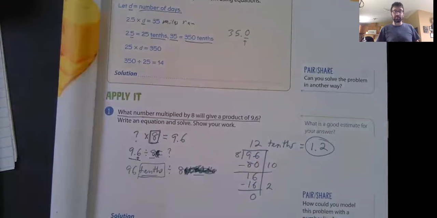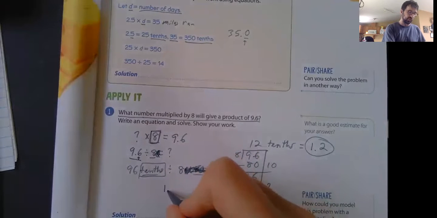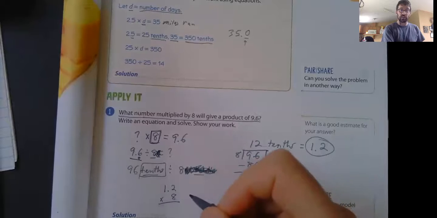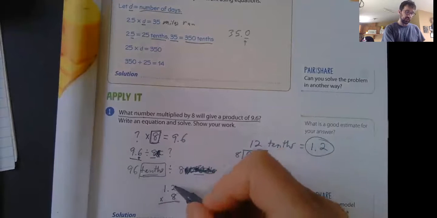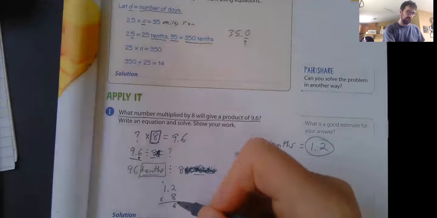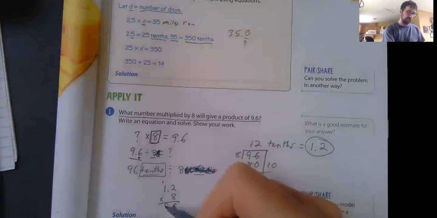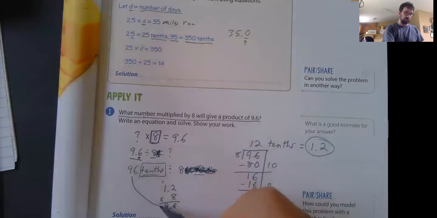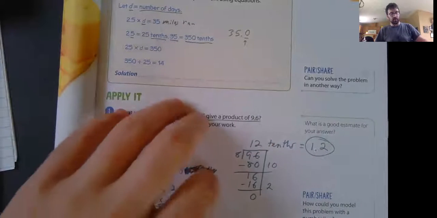So 1.2 times 8, we can check our work real fast. 1.2 times 8 should equal 9.6, right? So let's look at this. 8 times 2 is 16. Regroup using the standard algorithm. 8 plus 1 is 9. One place value, 9.6. Check, right? Obviously, you can always pause and go back, things like that, on this video as you need to, okay?